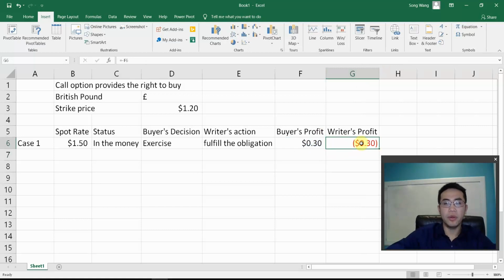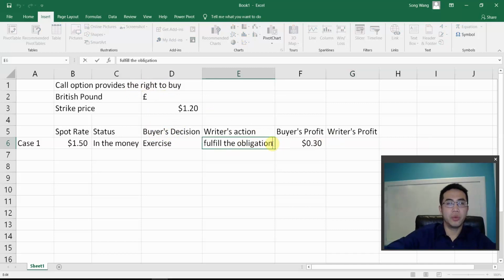Or you can put it this way: for the writer, or the option creator and the option seller, when the buyer chooses to exercise the option, the buyer will buy from the writer. Think again. The call option buyer, when he or she exercises the right to buy the British pound, will buy from the writer of that option. So the option writer will need to sell at a strike price to the buyer.